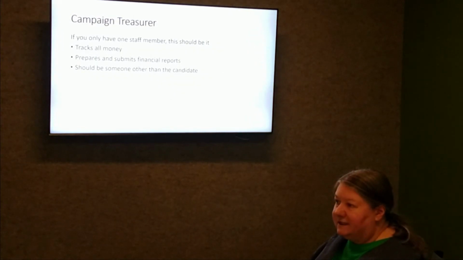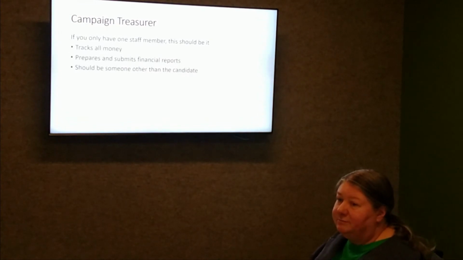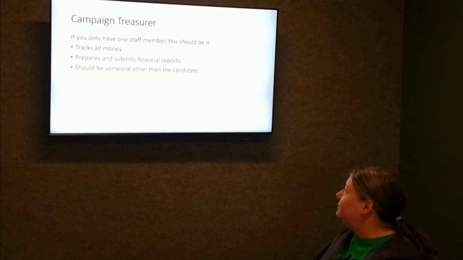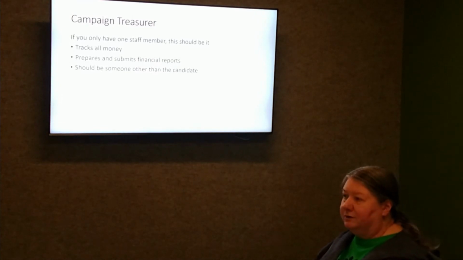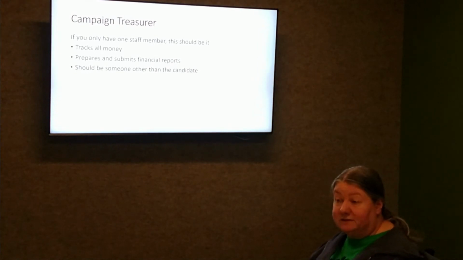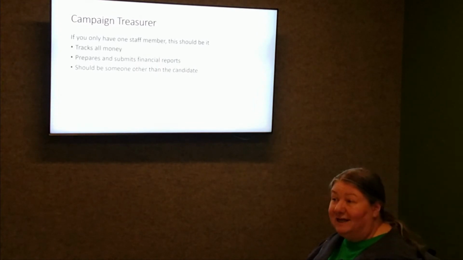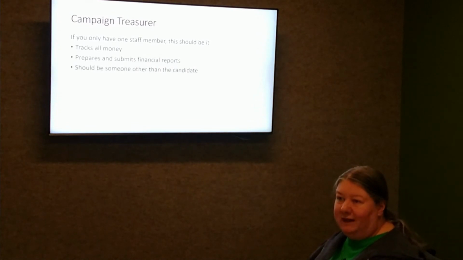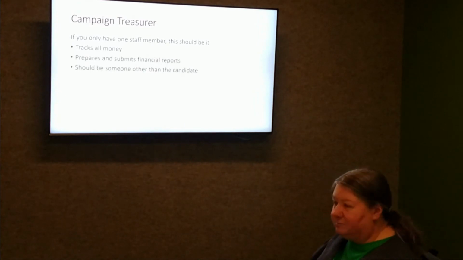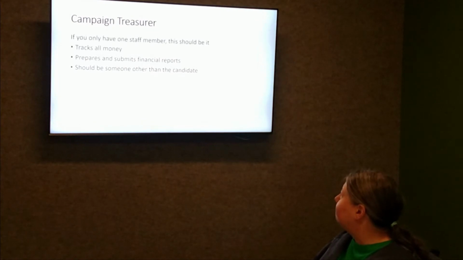If you're going to have staff, volunteer staff or paid staff, if you only have one, it should be your treasurer. This is the person who's going to track all of the money, so your donations and your expenses. They're going to prepare and submit all the financial filing reports, because there are ongoing requirements around that. And ideally, it's somebody other than the candidate. The candidate should focus on campaigning and not have to deal with the tedious record keeping. So if you have one, that should be the first person. You could have others, but that should be your first person.